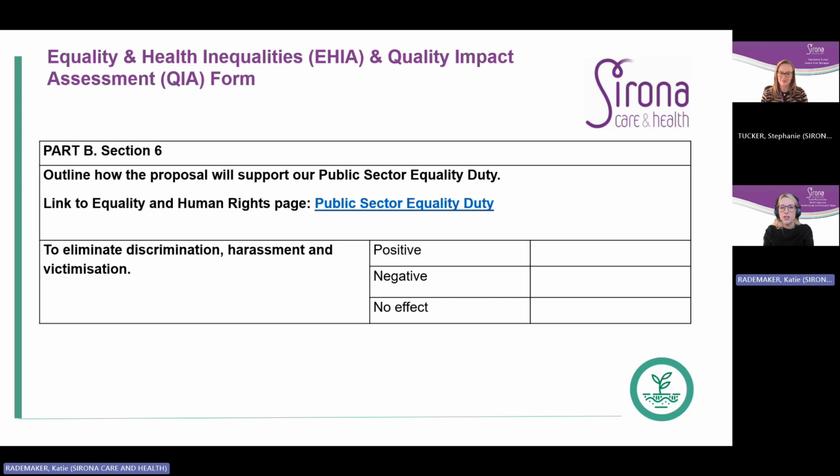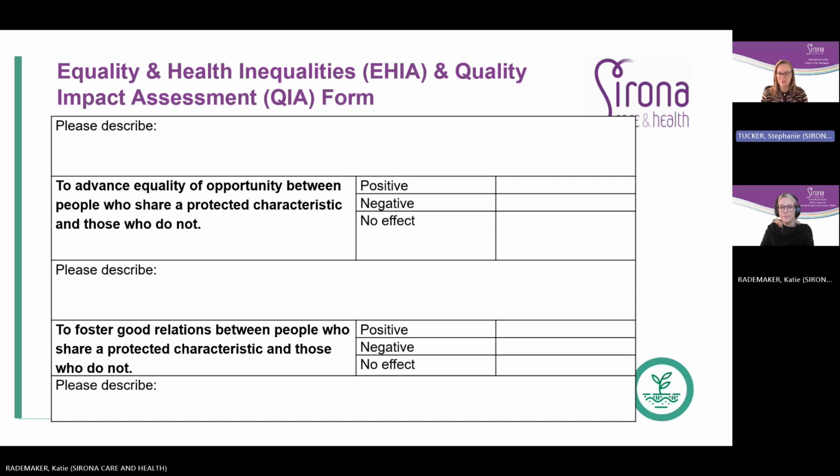It's really important that you can share specific examples here for each of the 3 aims so that we evidence our due regard to each aim. This can also support any potential legal challenge if needed. So why is it important to include evidence in the assessments?